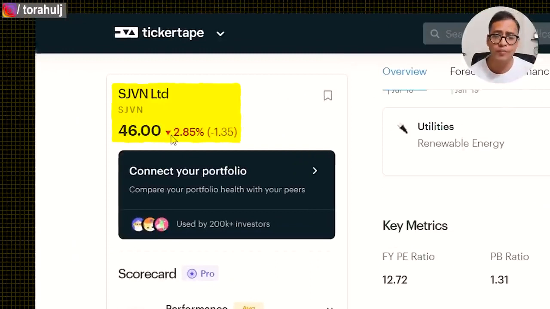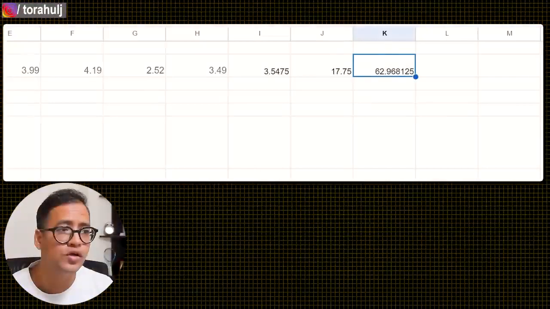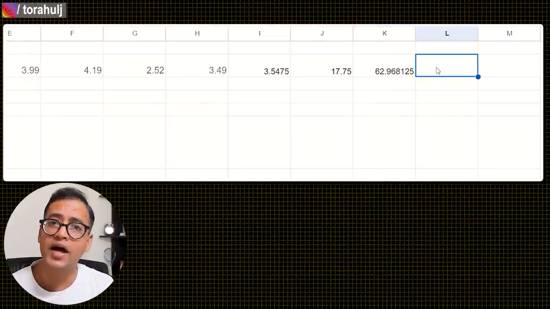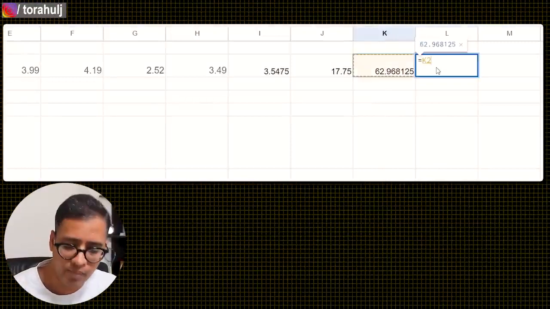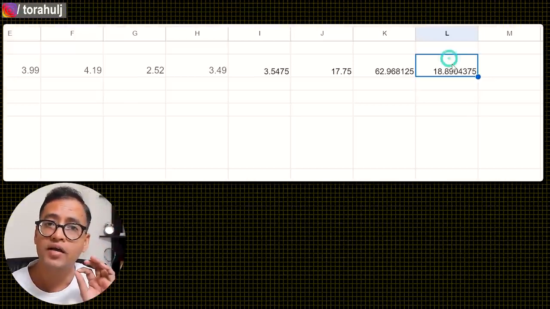Absolutely not. In cases of penny stock, or for that matter any other stock, you always need to put a margin of safety, right? So for that, what we are going to do is look at this 62 and apply a margin of at least 30%. Let us go ahead and multiply this by 0.30, meaning that 18 rupees is my margin of safety.